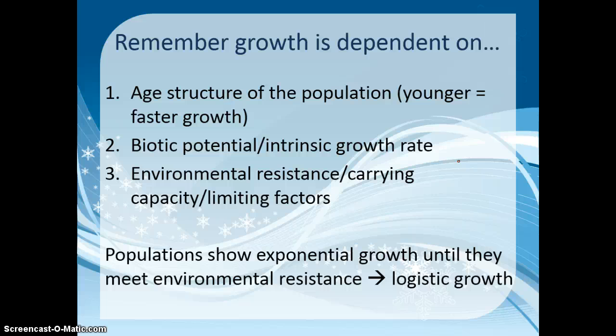And then growth also depends on the amount of environmental resistance. So there are a lot of limiting factors that are limiting this population. Is it near its carrying capacity or over its carrying capacity? Because that's going to limit its growth. So remember that populations tend to show exponential growth until they meet that environmental resistance, until those limiting factors start to really take hold and they start to reach that carrying capacity, and then at that point they're going to switch over to more of a logistic growth pattern.